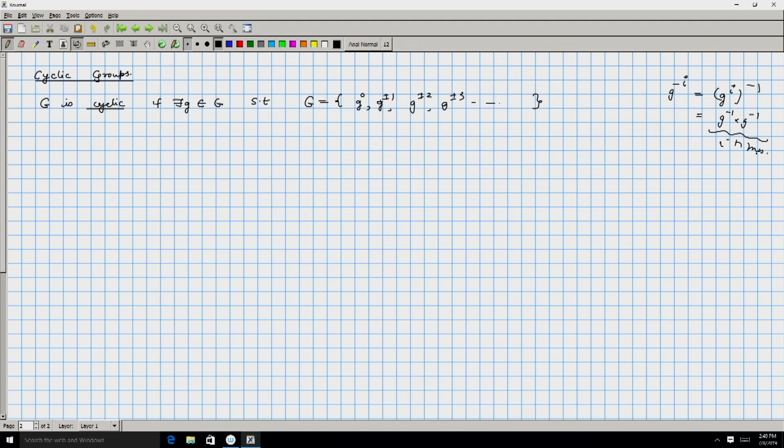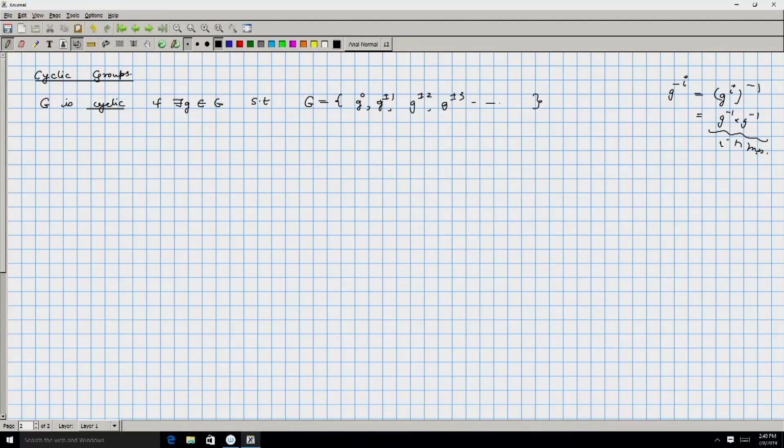So, a cyclic group is a group where every element can be written in the form of g power i for some integer i, could be in particular 0. Okay. So, this is the general cyclic group. In case of a finite group, this condition would amount to G being equal to, let us say, g power 1, g power 2, and so on up to g power n for some particular n.